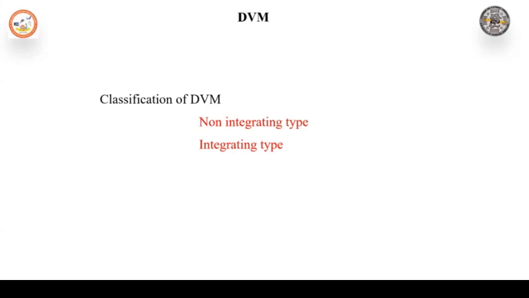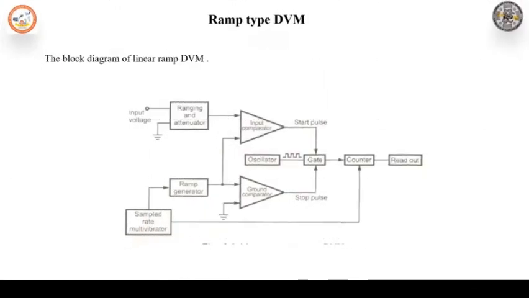So coming to integrating type digital voltmeter, they are classified as voltage to frequency converter type, potentiometric type, dual slope integrating type. We will discuss one by one. So coming to the first one, ramp type digital voltmeter. It uses a linear ramp technique or staircase ramp technique. The staircase ramp technique is simpler than the linear ramp technique. So let us discuss both the techniques. Okay, first one, linear ramp technique.